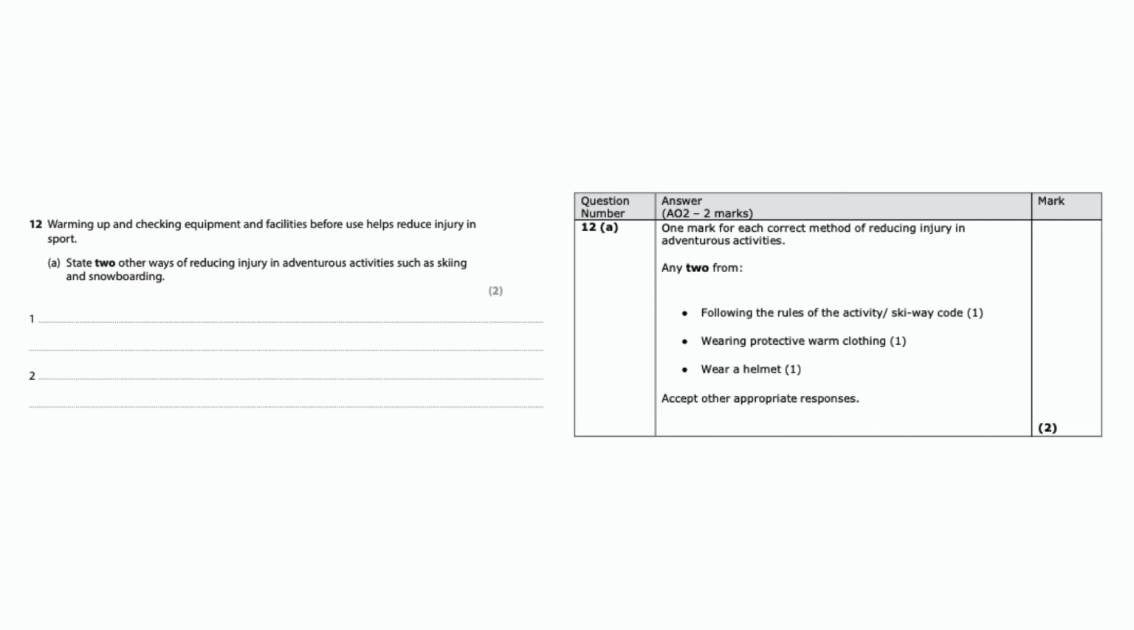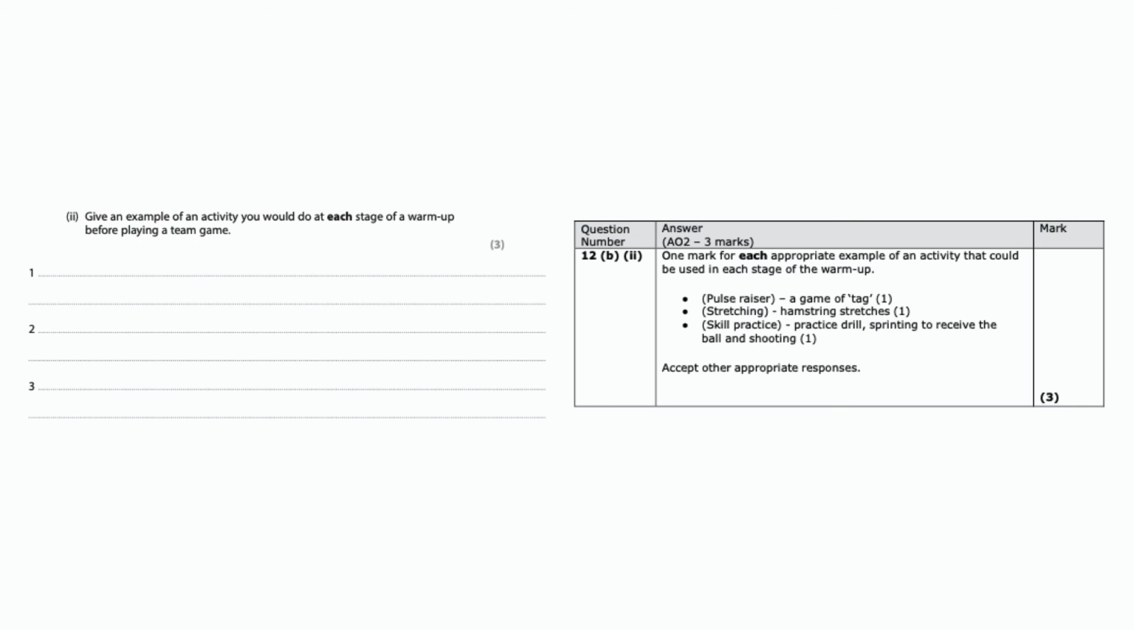And I think the second one I would go for here is applying the principles of training effectively. And I'd give the example that they need to account for their individual needs. So if you ski or snowboard on the slopes that are appropriate for your skill level or your ability, you're less likely to become injured.